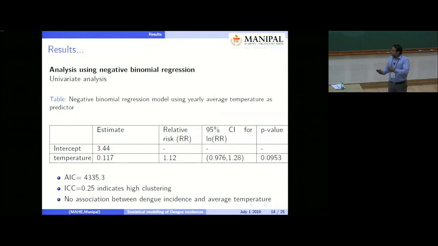So we performed a univariate analysis wherein we included one predictor at a time. This is a negative binomial regression with the dependent variable as yearly dengue incidence and the independent variable as temperature. Here you can see that the negative binomial regression is showing that there is no association of the temperature with the dengue incidence.